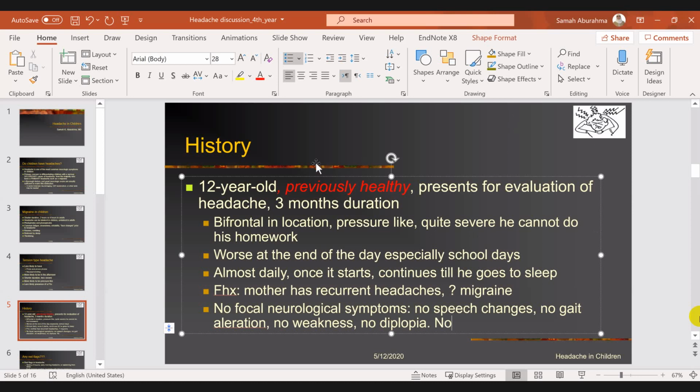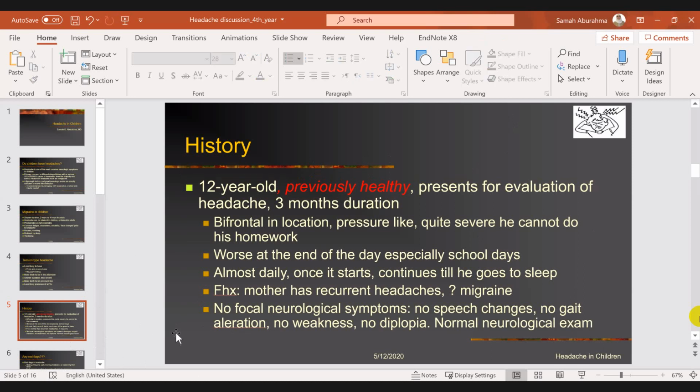Yes. Excellent. Exactly. So this is likely to be a primary headache syndrome. This is likely to be not due to a serious secondary underlying cause.